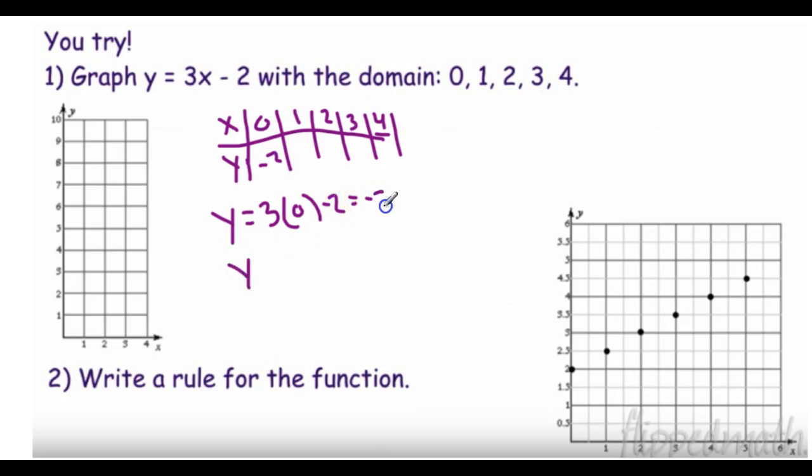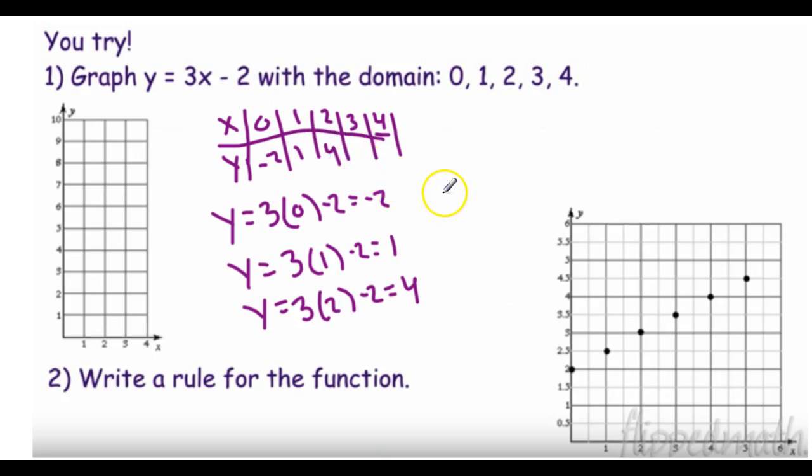So negative 2. The next one would be 3 times 1 minus 2, which is 3 minus 2, a 1. The next one, y equals 3 times 2 minus 2. 3 times 2 is 6, and 6 minus 2 is 4. If you look, it looks like these are going up by 3. I think that's from this 3 right here.